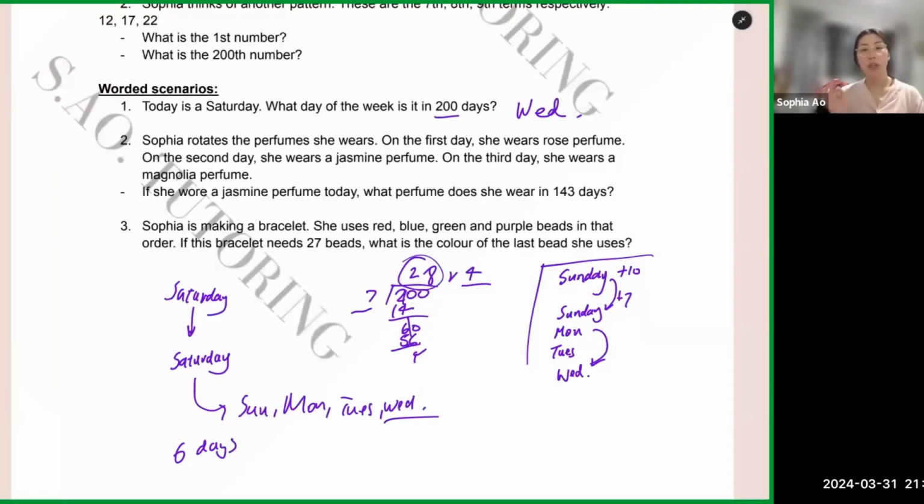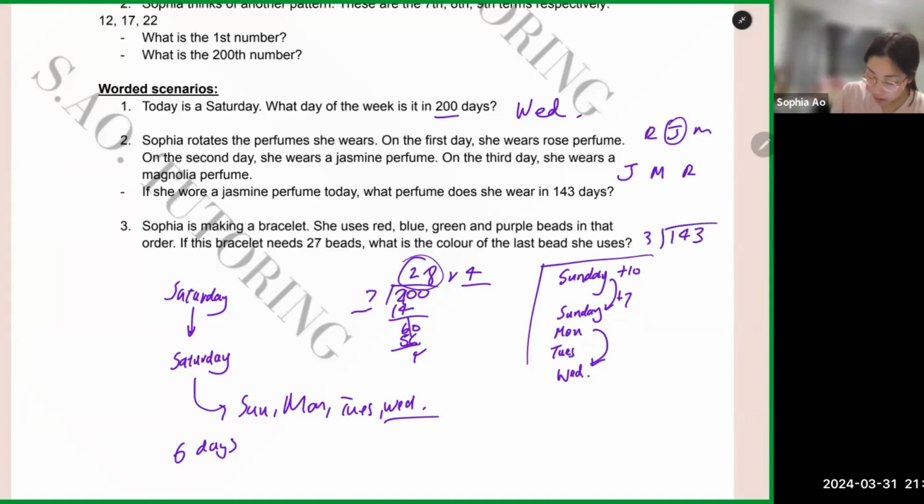It says, Sophia rotates the perfume that she wears. On the first day, she wears a rose perfume. On the second day, she wears a jasmine perfume. On the third day, she wears a magnolia perfume. If she wore jasmine perfume today, what perfume does she wear in 143 days? So what you do over here is you list out the order. It's rose, jasmine, magnolia, but she starts with jasmine, so you might go jasmine, magnolia, rose. Same thing, doesn't really matter.